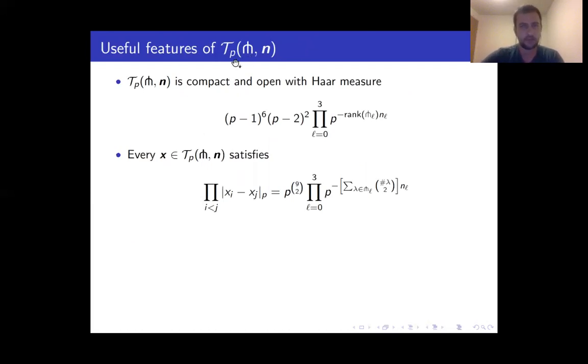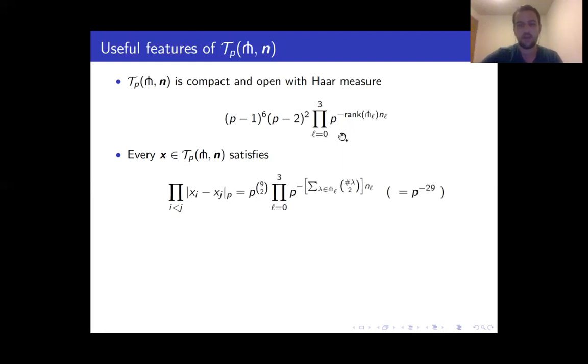The next really useful feature of T_p is that for this Vandermonde polynomial, if we take its p-adic absolute value and x is any element in here, then we can also compute this in terms of only the pair pitchfork and bold n. What these two things say together is that I have a set with an explicit measure, and I know that this function, the thing inside my integral, is constant on that set. I added this in for fun as well. That value is p to the minus 29.